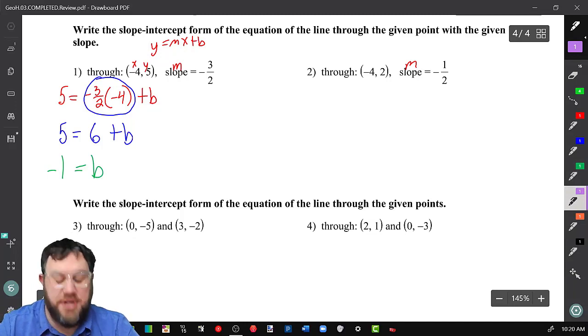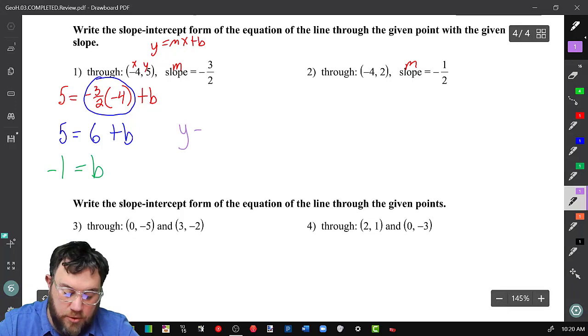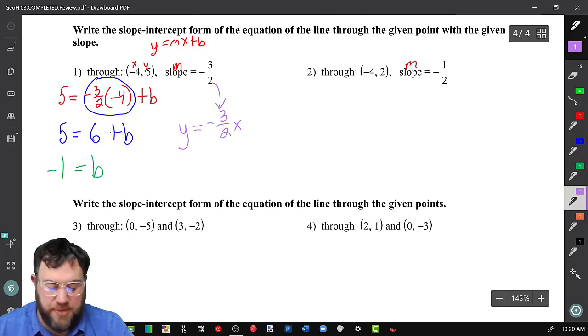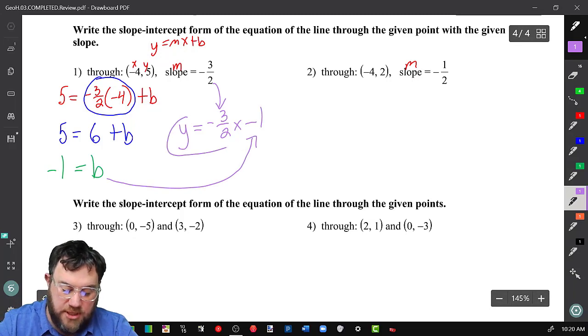Now that we have b and we have m, we can write the equation of our line. Y equals negative 3/2 x, the negative 3/2 came from m, minus 1, and that came from b.